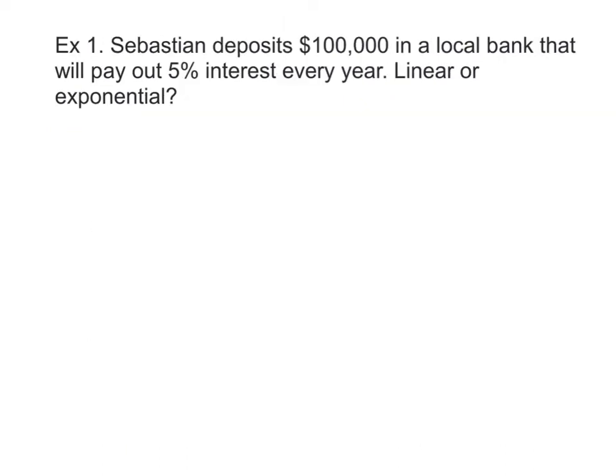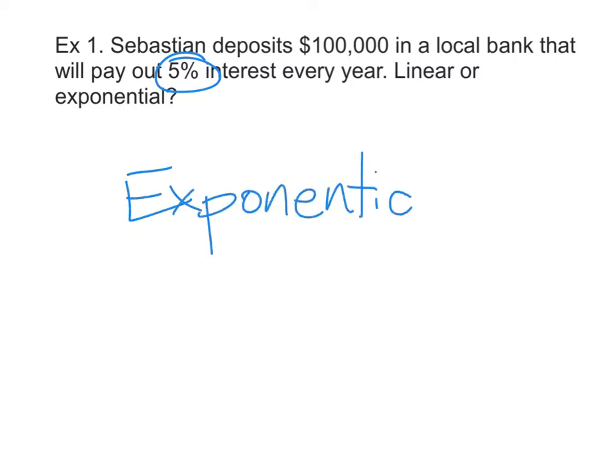All right, example 1. Sebastian deposits $100,000 in a local bank that will pay out 5% interest every year. Is this linear or is this exponential? Well, our key is right there, the 5%. When you see a percentage, it's exponential because it's not going to be the same each year. It's going to change as the money continues to grow.